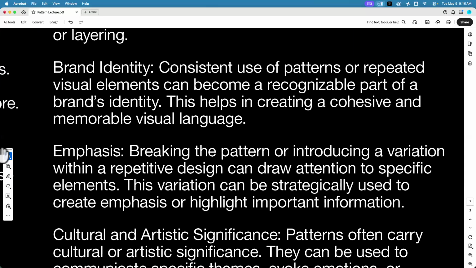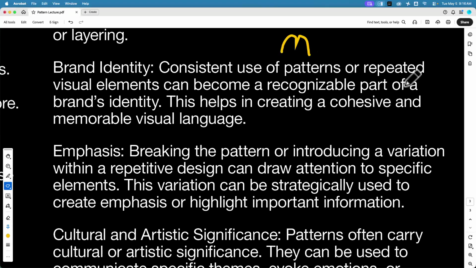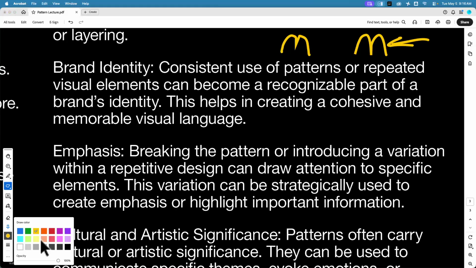Brand and identity. I'll just switch to this. What are those? It's the Golden Arches. It's McDonald's. You know it when you see it. Why? Because they repeat it everywhere. Everywhere. Because they want you to know the second you see this, what do you think of? Right? Switch back to my standard favorite teal.